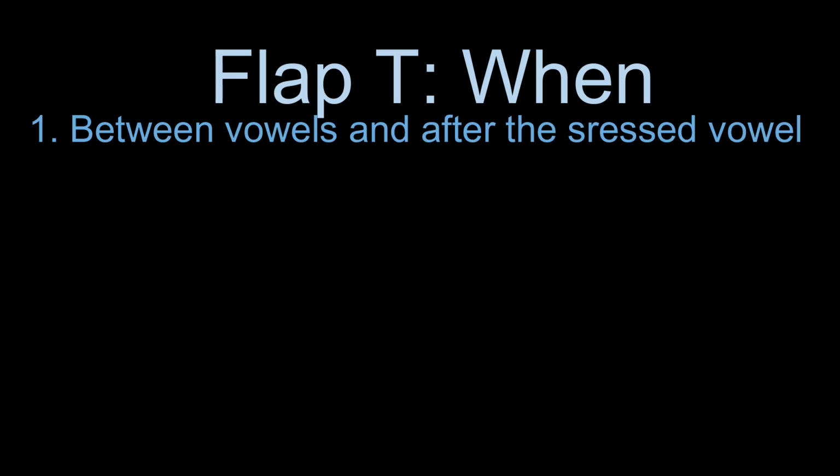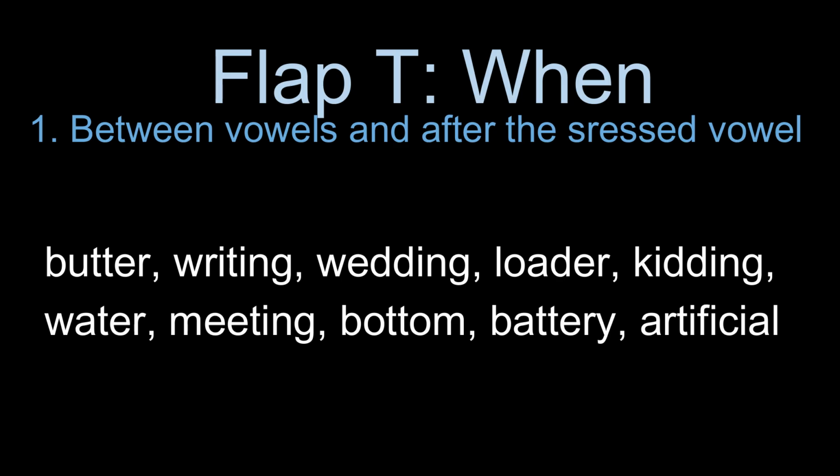After stressed vowel and before unstressed vowel. Most commonly, T is realized as a flap T when T or D is in the middle of a word and preceded by a stressed vowel and followed by an unstressed vowel. That is, flap T occurs most often when T or D comes between two vowels, provided the first vowel is stressed and the second vowel is unstressed.